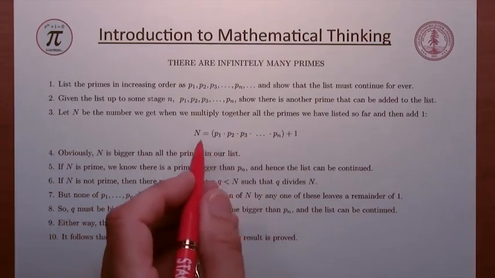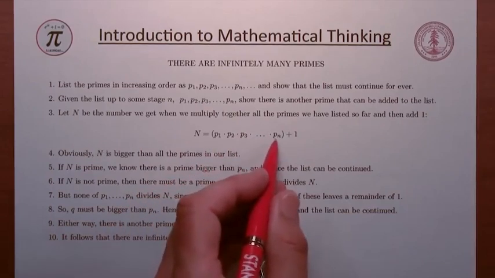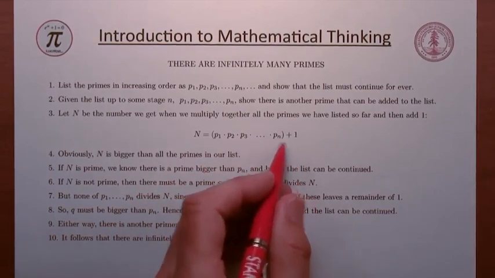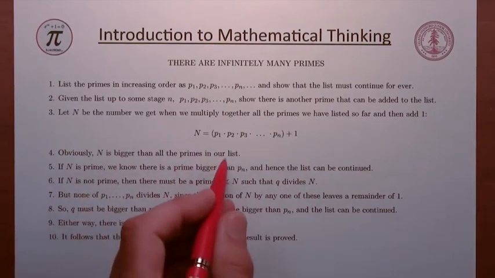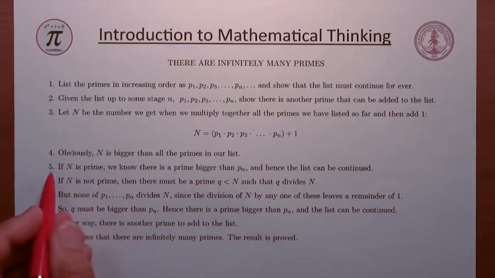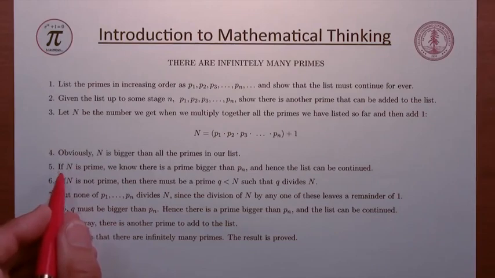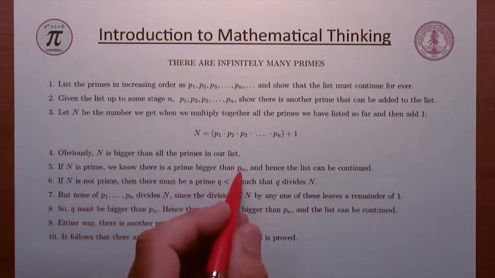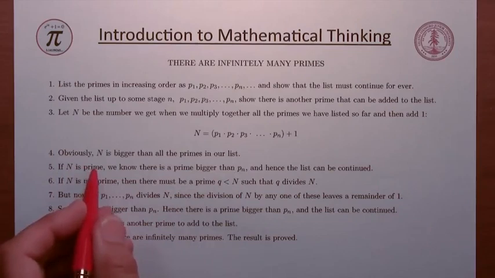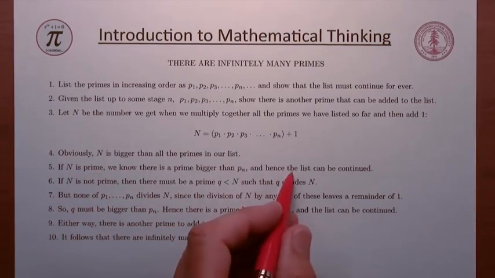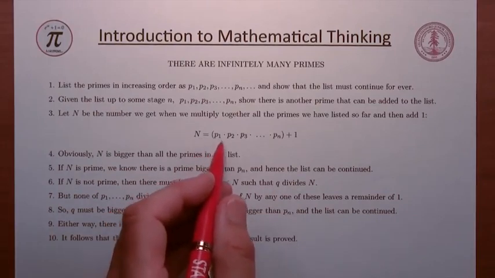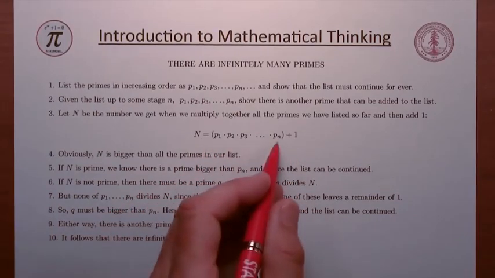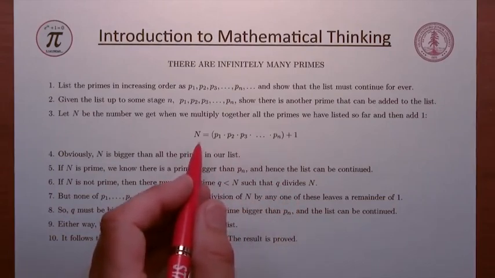Now this number, n, consists of the product of all those numbers p1 through pn plus 1, so it's certainly bigger than all of those numbers. So n is bigger than all the primes in the list. Well, if n is prime, then we know that there's a prime bigger than Pn, namely n, in which case we can continue the list. Probably not by adding n itself. N, because it's the product of all these plus 1, is going to be a lot bigger than Pn, so n is almost certainly not the next prime.